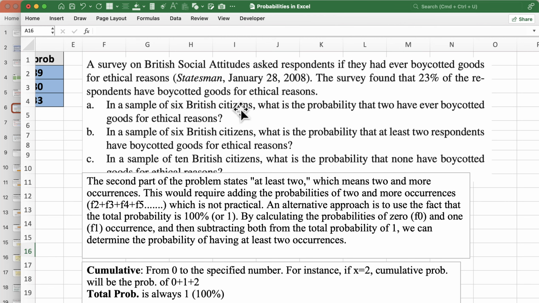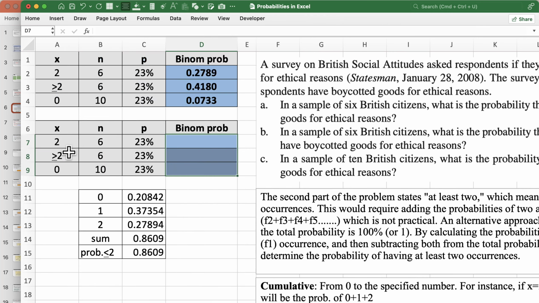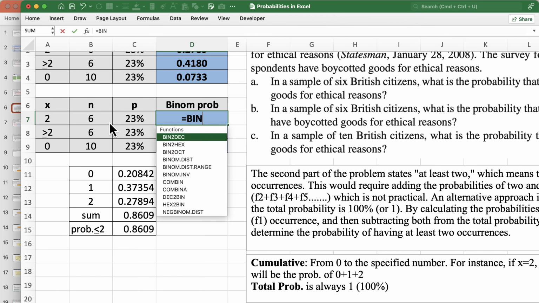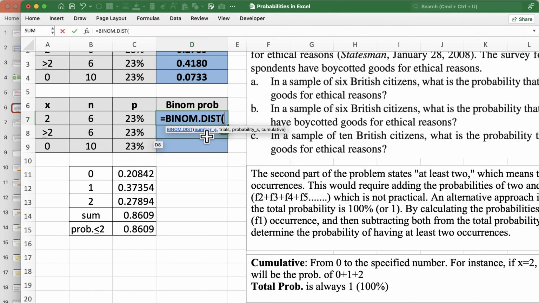In a sample of 6 British citizens, which means that's our total number of trials, what's the probability that 2 have ever boycotted goods for ethical reasons? So 2 is the value of x, and the total number of trials will be 6. So for example, over here, the first question is that if the value of x is 2 and n is 6, n being the total number of trials, for this one I'll be using this command binom.dist, and then as you can see in the pop-up, it's asking for the input number. Trial we know is 6, and then probability is highlighted, and we know probability is 0.23 or 23%.